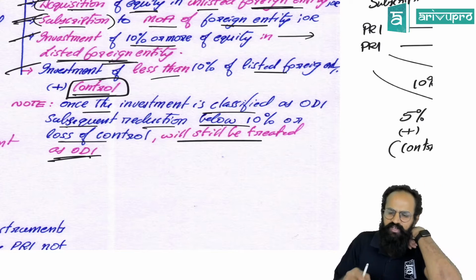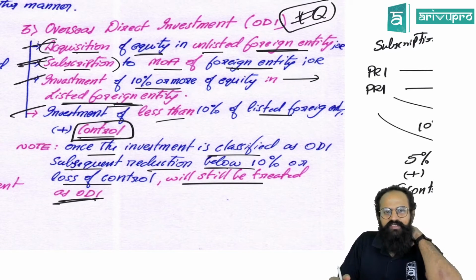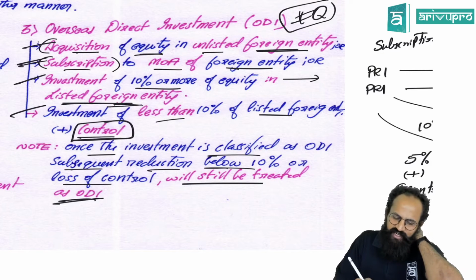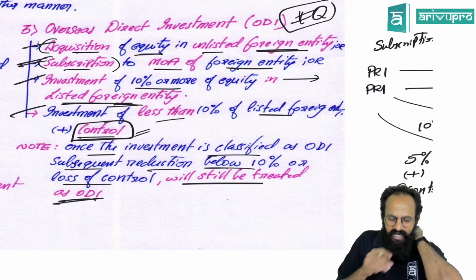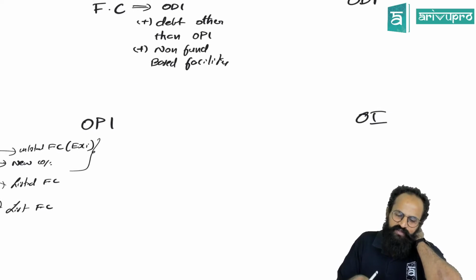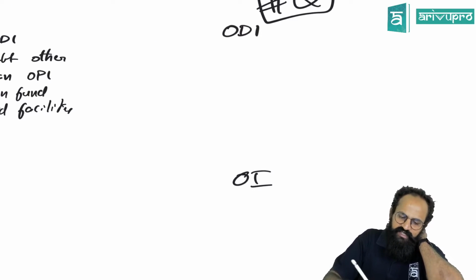Is it clear? Sir, now we have a problem. What? In this definition, we understood everything, sir, but except one. What? We did not understand what is control, sir. Control, I told you there is one fourth definition. We'll see. ODI definition first write off.